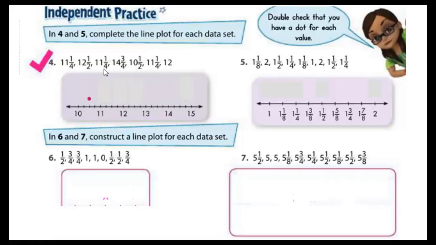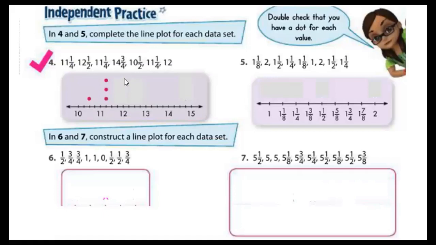11.25. Yes, I heard you. 11.25. I think it's repeated more than 1 time. Let's count them. 1, 2, 3. So I'm going to represent 11.25 in this dash by 3 bolded dots. Why didn't we draw these 3 bolded dots over 11? Because we represent 11 and 1/4. So I have to move between 11 and 12. So just one part over 11 and draw 3 bolded dots over it.